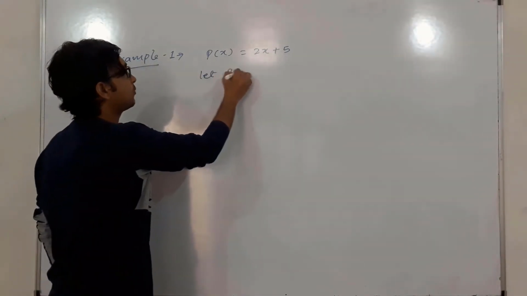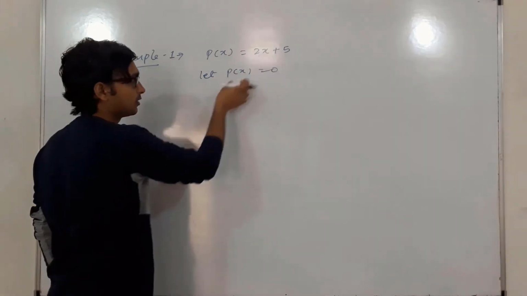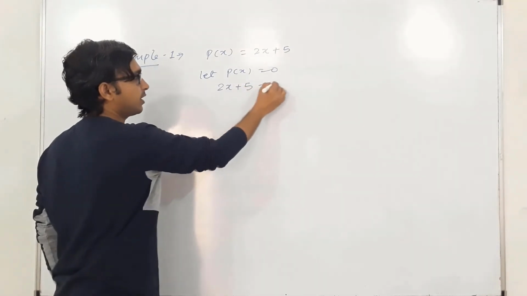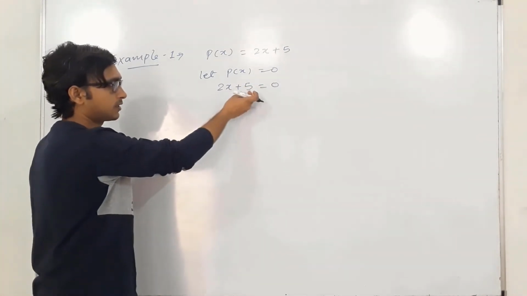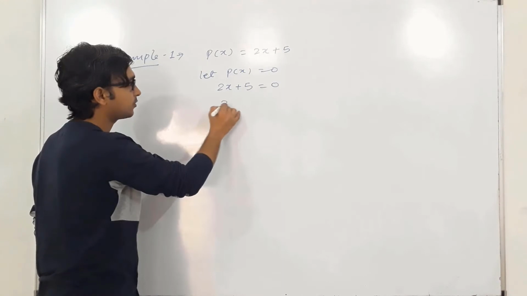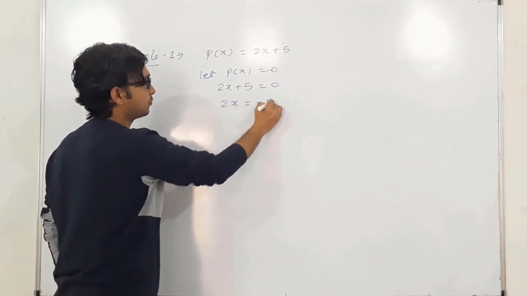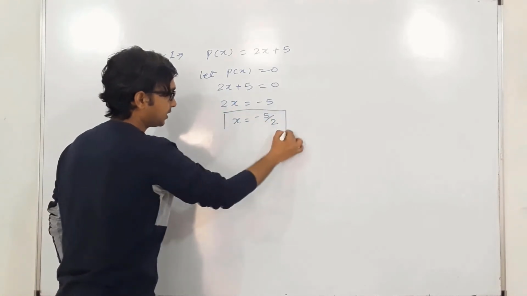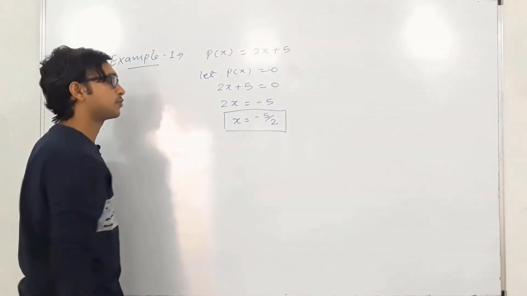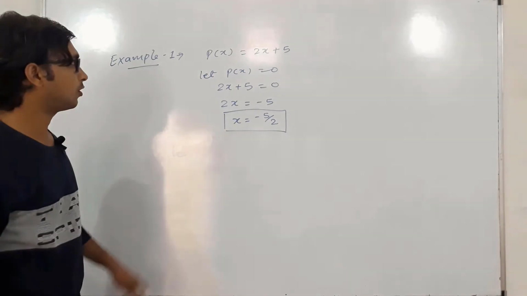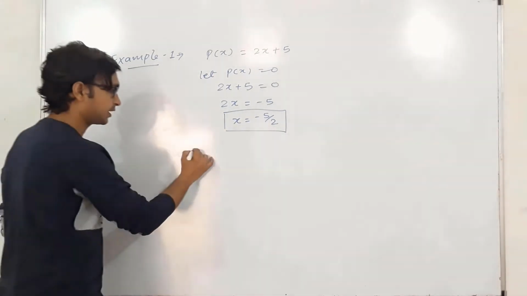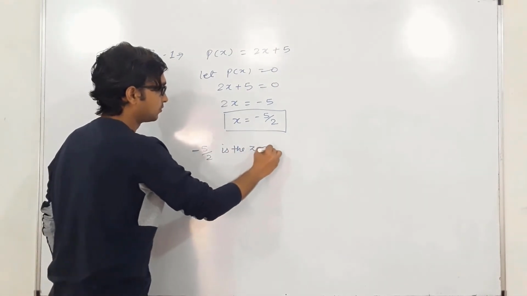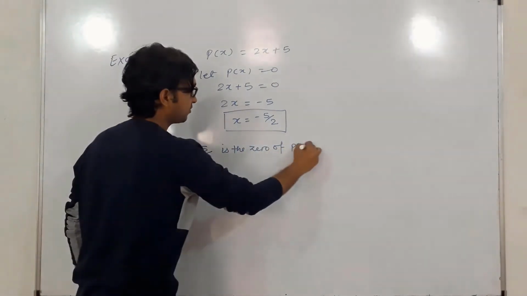Let p of x equals to 0, then write the value of p of x, which is 2x plus 5 equals to 0. Transfer constant part to the right hand side, so we can write 2x equals to -5, then x equals to -5 by 2. So then x equals to -5 by 2 is the zero of p of x. So we can say that -5 by 2 is the zero of p of x.